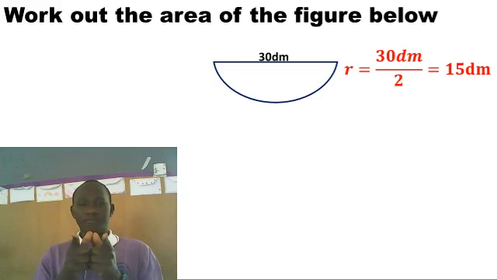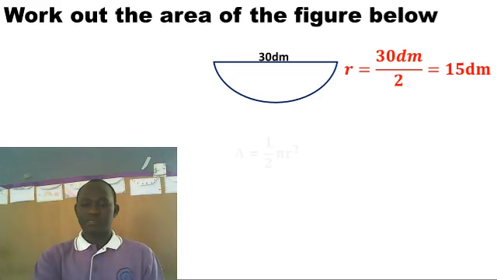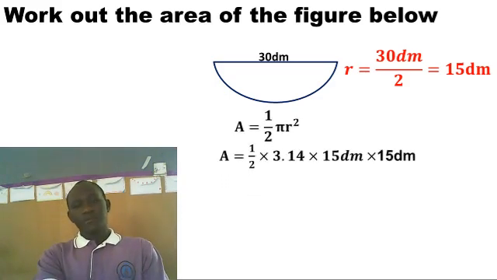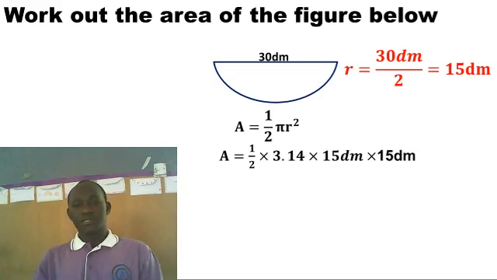That is our diameter. But remember, the formula is a half times pi times r squared. But we are having our diameter as 30. So we need to divide 30 by 2 so that we get the radius. So from there, we shall substitute it as a half times 3.14 times 15 decimeters times 15 decimeters.